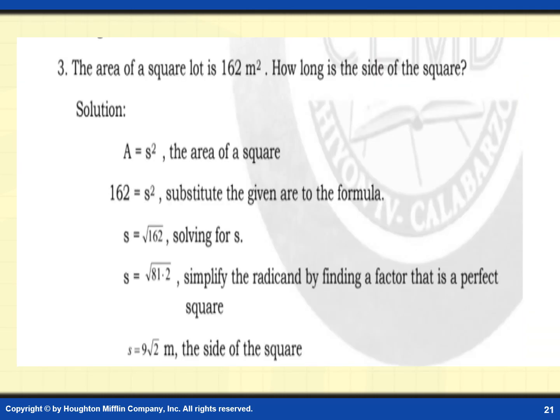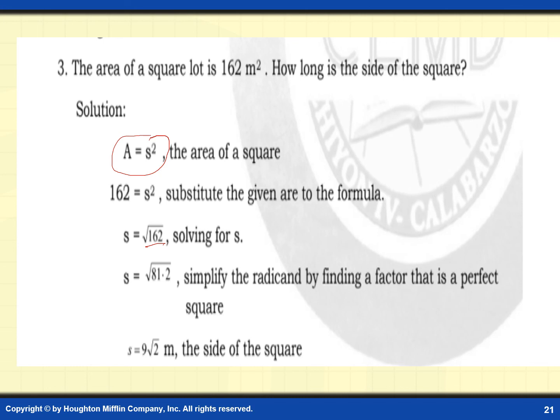Another example, the area of the square lot is 162 square meters. Another real life situation that you encounter in your daily lives. How long is the side of the square? So since you are aware na ang formula natin in finding the area of the square is area equals s squared. So just substitute: 162 is equal to s squared. So 162, possible factor. This one is still not a perfect square number. So you need to think for the possible factor of 162 that one factor should be a perfect square number.